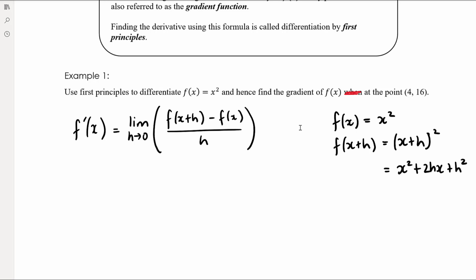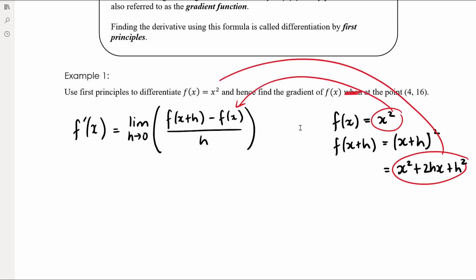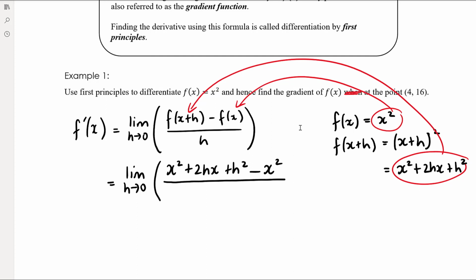Okay, so now let's put this information in. So f of x is that, f of x plus h is that. So we haven't taken the limit yet, so we can't get rid of that. We're still taking the limit as h approaches 0 of f of x plus h, which is x squared plus 2hx plus h squared, minus f of x, which is x squared, and we've got all of that over h.